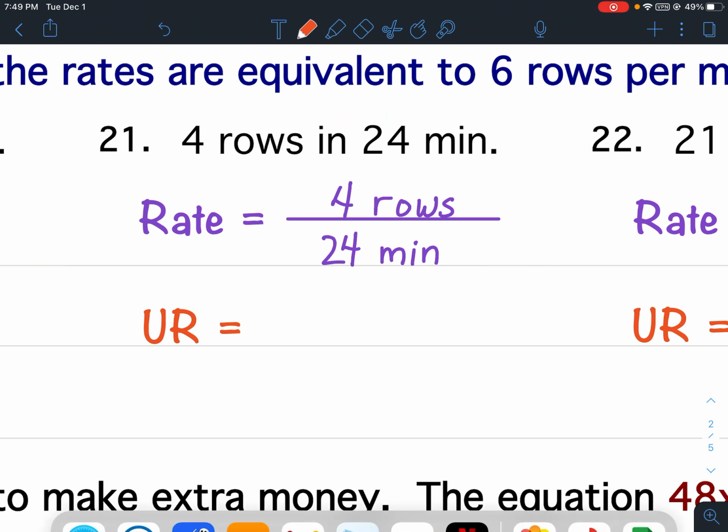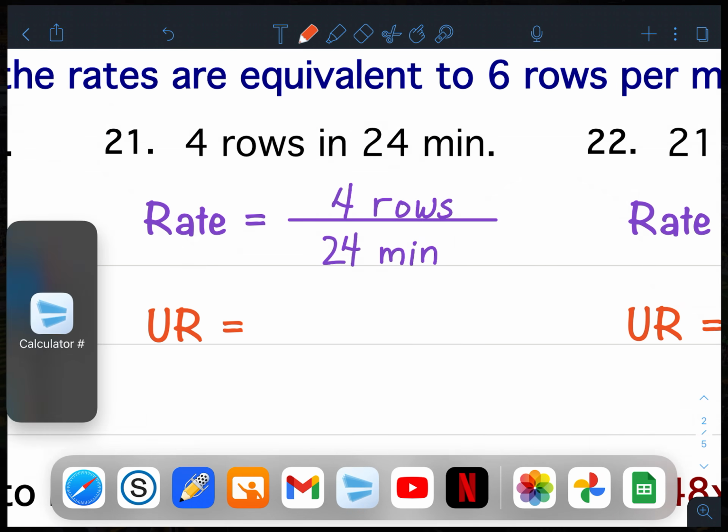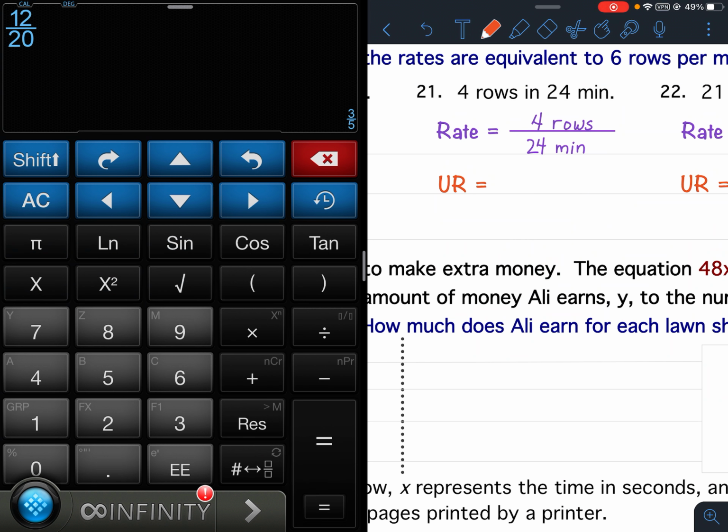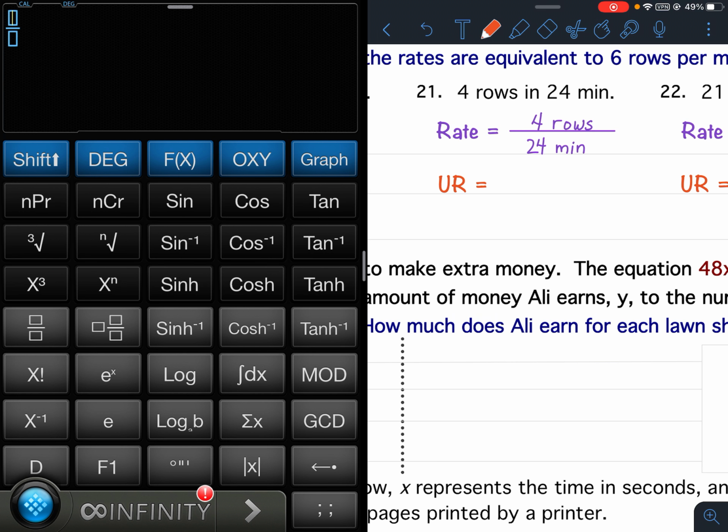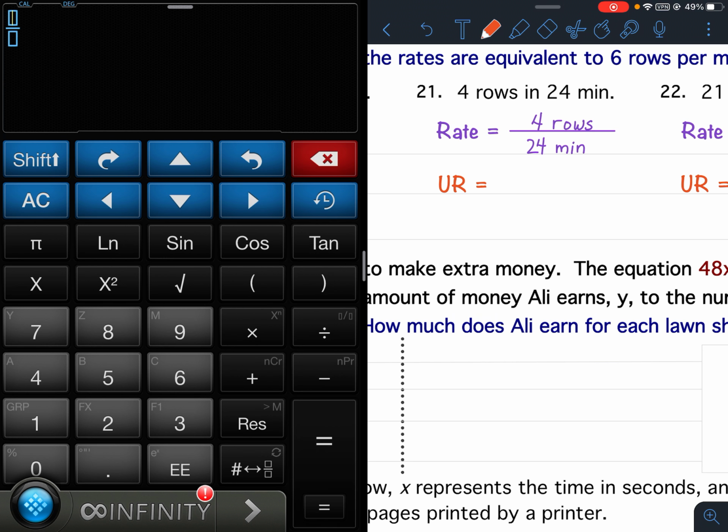So let's do 21 together. I'm going to divide. So 4, that's the top number, divided by the bottom number. If you want to, you could even just put it in using the fraction button. Now we want a decimal here. If it gives you a decimal, we want the decimal. We don't want any fractions in this one. So we've got 4 over 24.